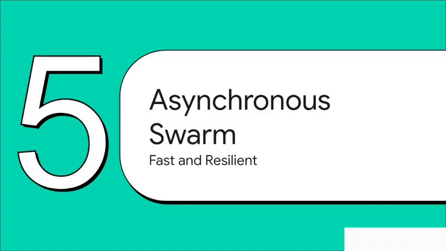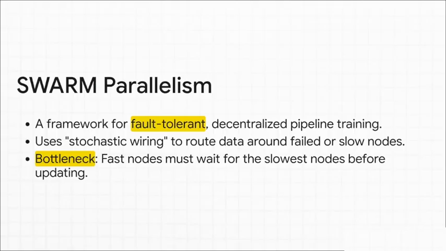Okay, so we've solved for slow communication, but what about unreliable participants? I mean, in a decentralized network, computers can be slow, connections can drop, people might just decide to leave. We need a system that can actually handle all that chaos. The SWARM framework was designed for this exact problem. It's fault-tolerant, it can route data around nodes that have failed, but its original design created a brand new bottleneck. It was synchronous. This meant that the fastest computers in the network were forced to just sit there and wait for the absolute slowest one before anyone could move on to the next step.